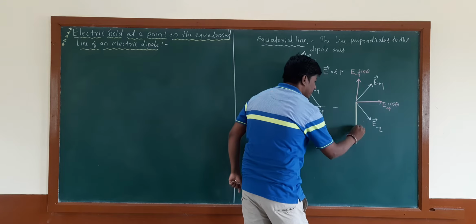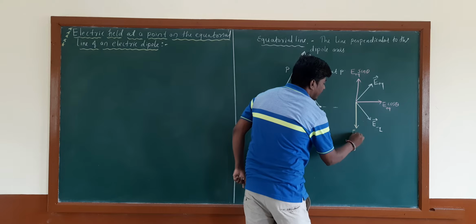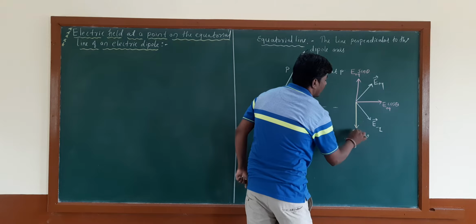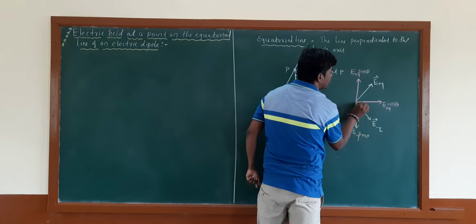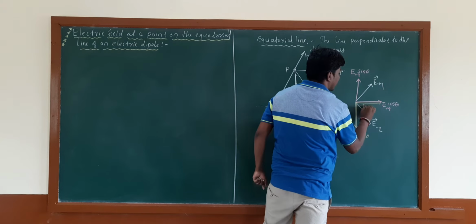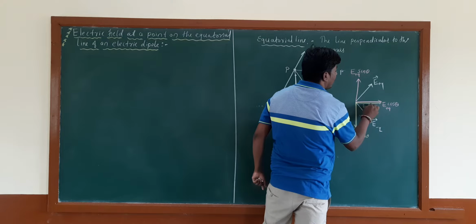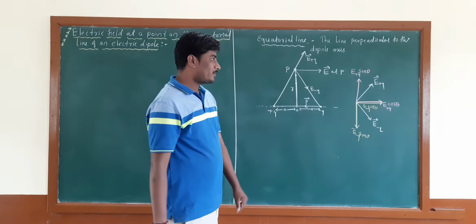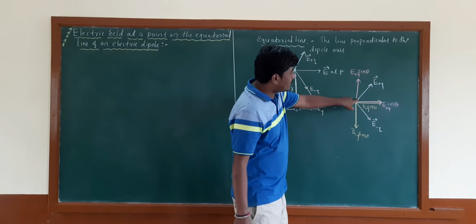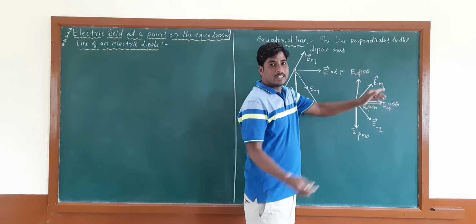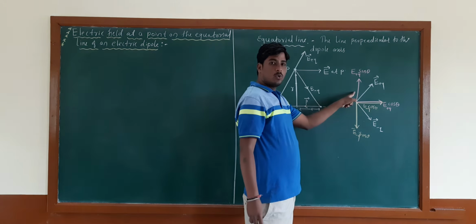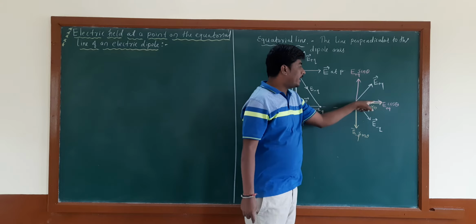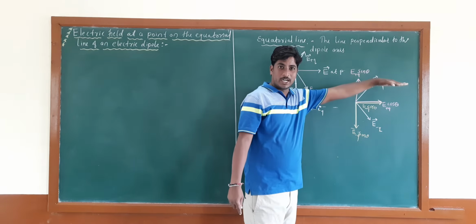This is resolved into rectangular components, that is E minus Q sin theta, and along this way it is E minus Q cos theta. Right? So this E plus Q is resolved into two components, E plus Q sin theta along the vertical direction and E plus Q cos theta along the horizontal direction.